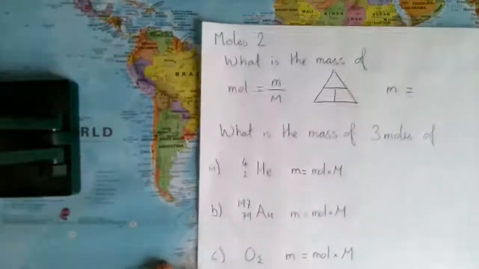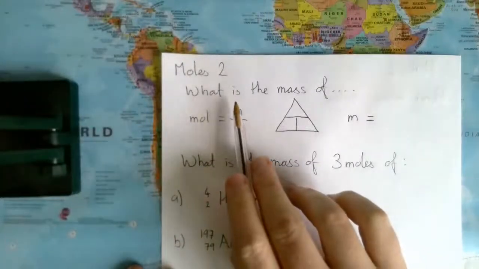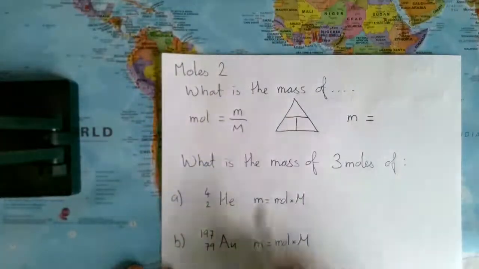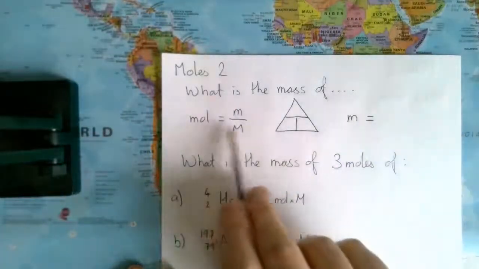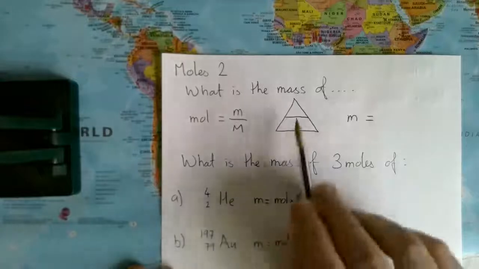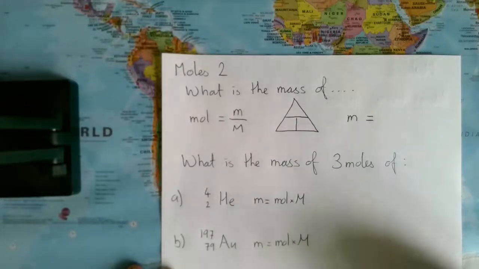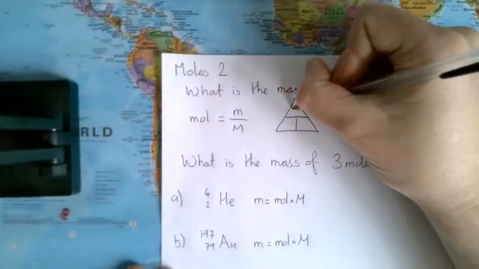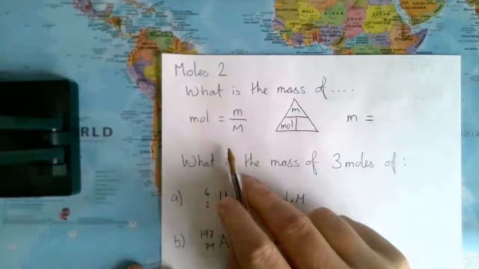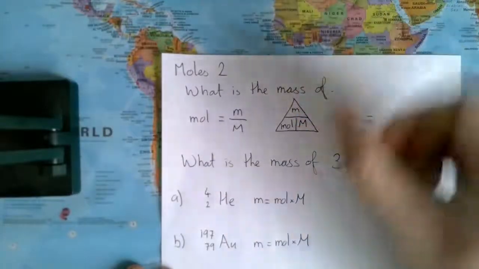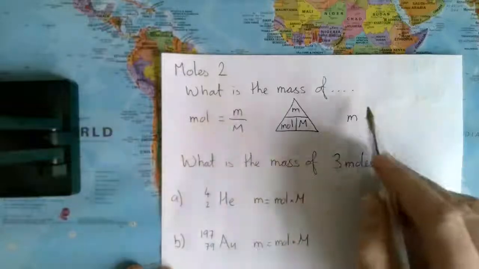They might twist the question round on you. Instead of asking you how many moles there are in something, they might ask you, what is the mass of? You can take the equation we had before and put it into a triangle, or you can just rearrange it, whatever works best for you. Sample mass is going to go on the top, number of moles in the bottom left, mass of 1 mole in the bottom right. So now we're being asked what is the mass of. You mean what is the sample mass?